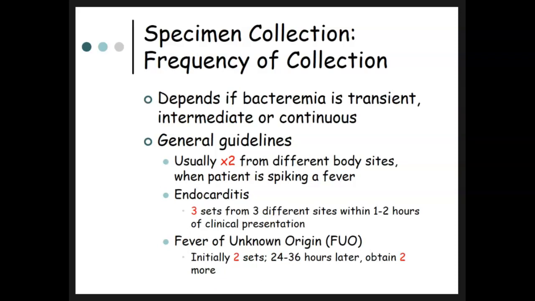How often do we need to collect these blood cultures? It depends on if the bacteremia is transient or continuous, but usually you're going to draw blood culture times 2 from different body sites when a patient is spiking a fever. In the cases of endocarditis, you would need 3 sets from 3 different sites within 1 to 2 hours of clinical presentation. And for fever of unknown origin, you're going to collect 2 sets and then 24 to 36 hours later get 2 more sets. So that would be a total of 4 bottles the first day, and then 1 to 1.5 days later, 4 more bottles.